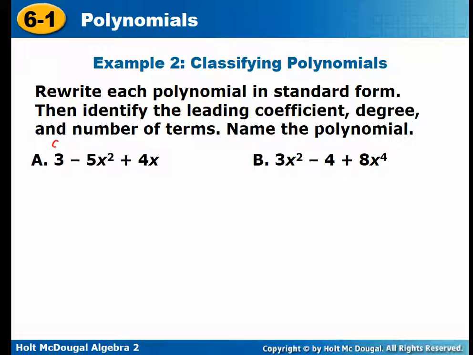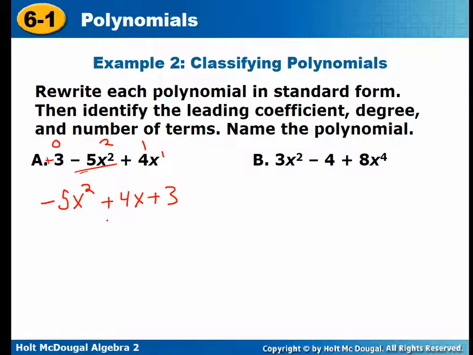So this has a degree of 0 because it's a constant, no variable. This has a degree of 2 because the variable has a 2 as an exponent, and this has a degree of 1. So the highest degree is the middle term here, and it has a negative in front of it. So that sign has to go with the term when we rewrite it. Then I would put the plus 4x, and then I would put plus 3. This is a positive number, so you put a plus there. This is now in standard form.